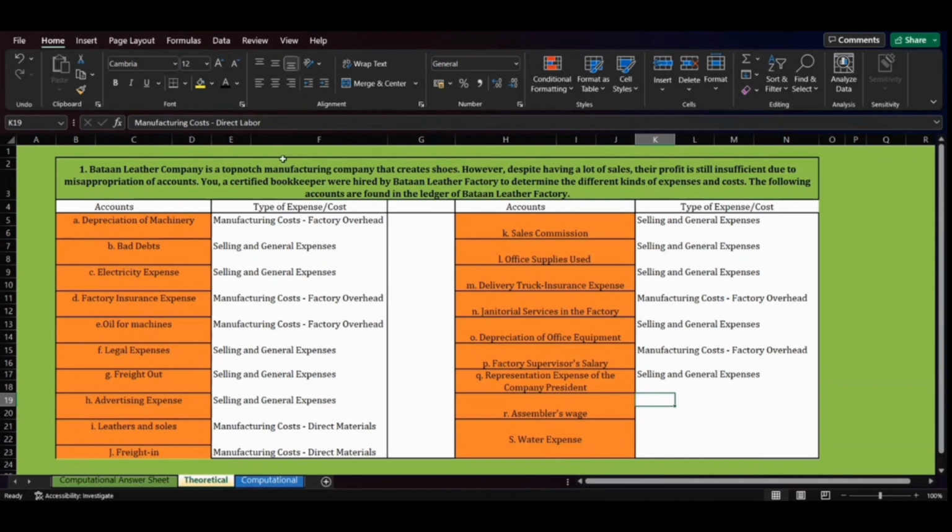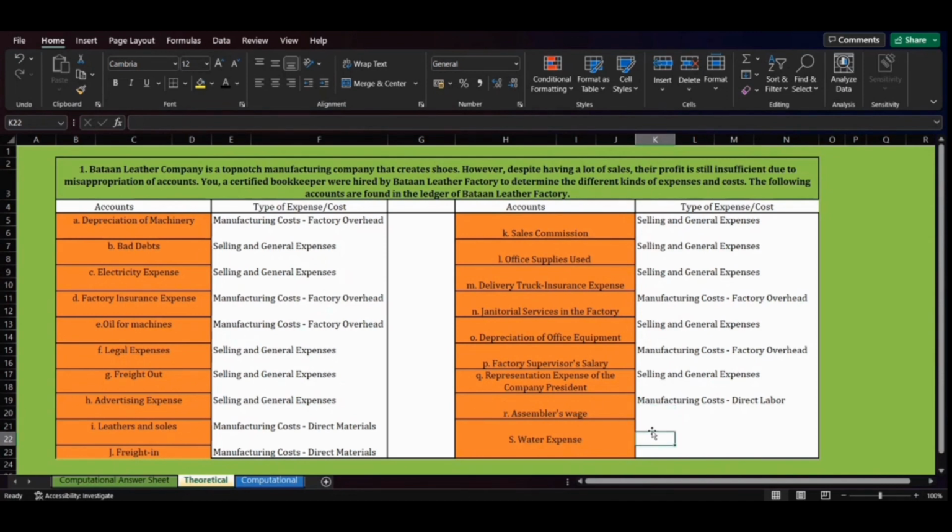So in here we will consider this as part of the direct labor, or manufacturing costs direct labor. The assembler is the one that assembles all of the parts or components of the shoes. So in here we will consider this as a part of the manufacturing costs, or the creation of the product. Since the assemblers are the ones that directly create the product, it is considered as direct labor.